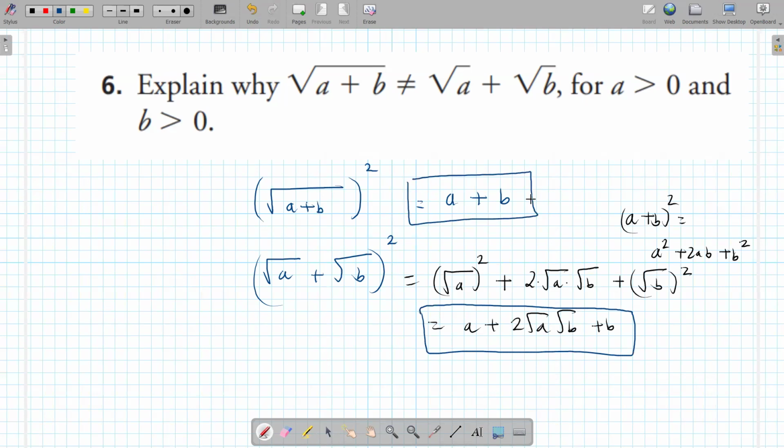Now let's compare this with this. Are they the same? No, they're not. This will always be bigger, right? Because there's an excess term here. Because the squares aren't the same, these two expressions without the square also are not going to be the same. This will always be bigger than this, okay?